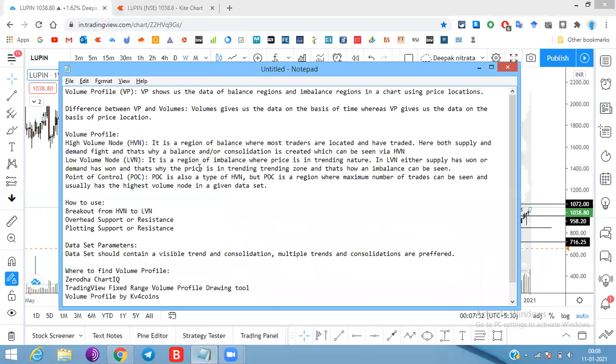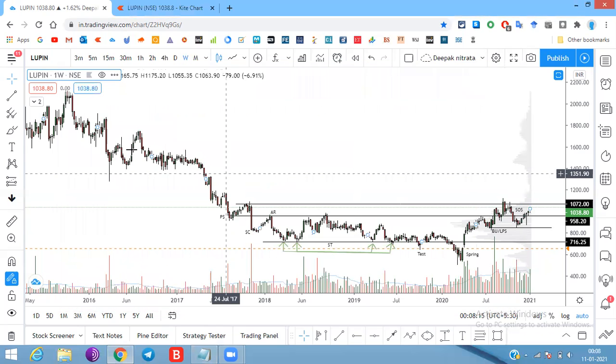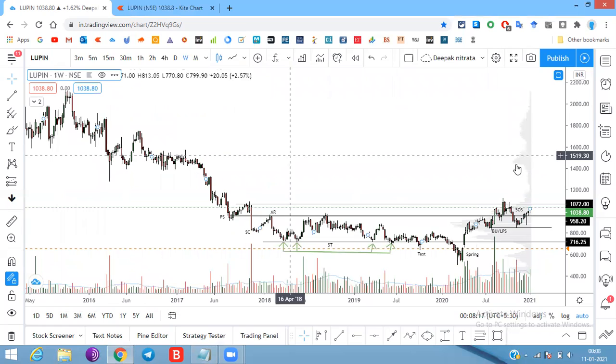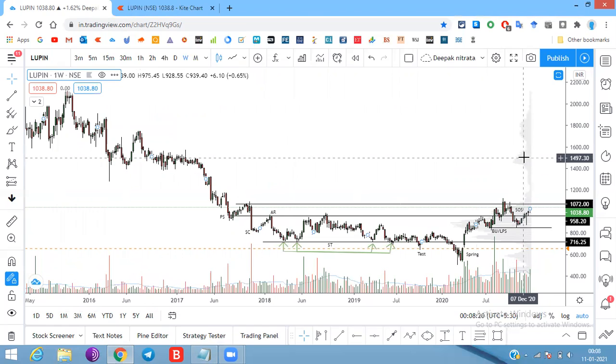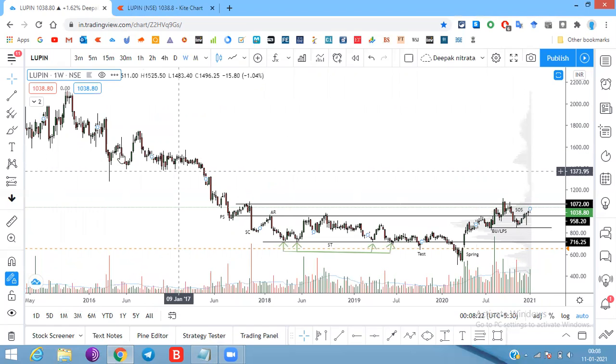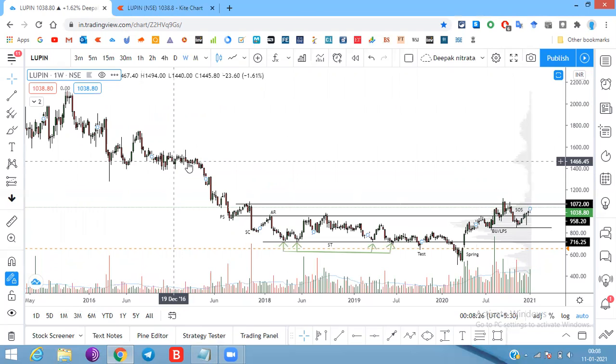A low volume node is a region of imbalance where the price is trending in nature. In a low volume node, either supply has won or demand has won, and that's why the price is in a trending zone, and that's how an imbalance can be seen. Now I'll explain the concept of low volume node. In here we can see a high volume node, which means a balance between supply and demand can be seen here.